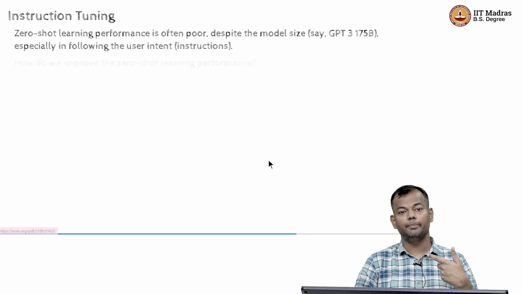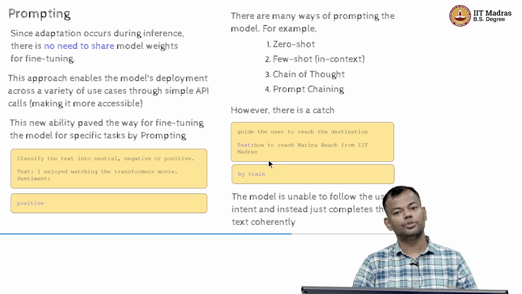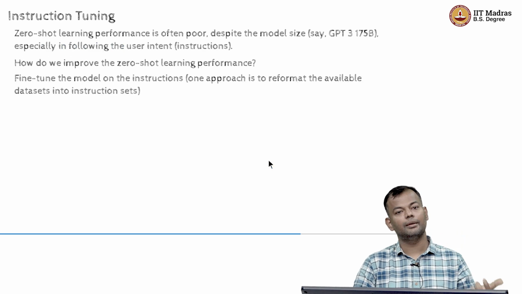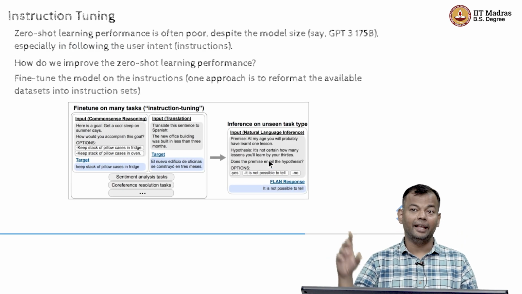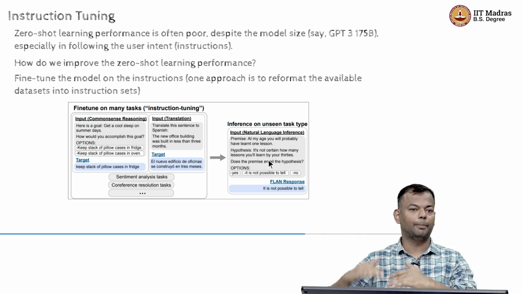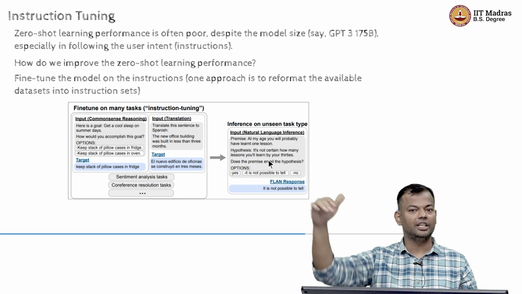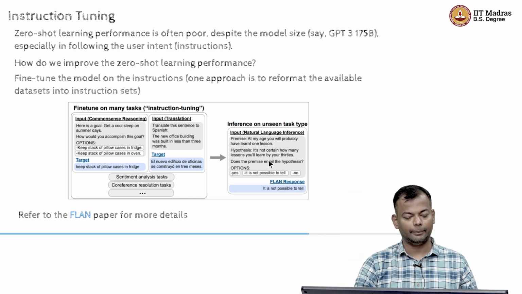So now it is better equipped to deal with an instruction like guide the user to reach the destination, because it would have seen such examples of this instruction, and there it would see that, oh, when such a thing is asked, I have to produce like a bullet points or a set of steps to reach from destination A to destination B.